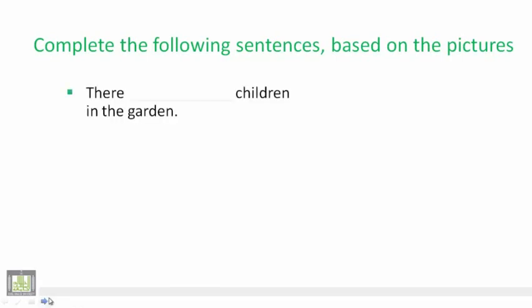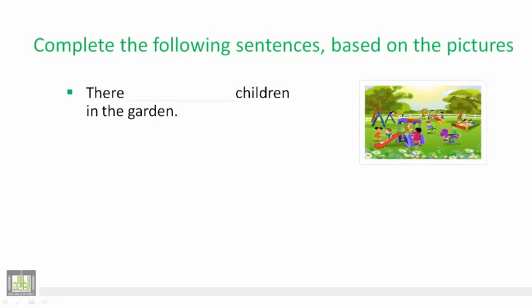Number 1, as you can see, we have children here in the garden, but we have, do you think we have to say there are or there is. Actually, children is a countable noun, so we say there are because they are plural, many because the children is countable.